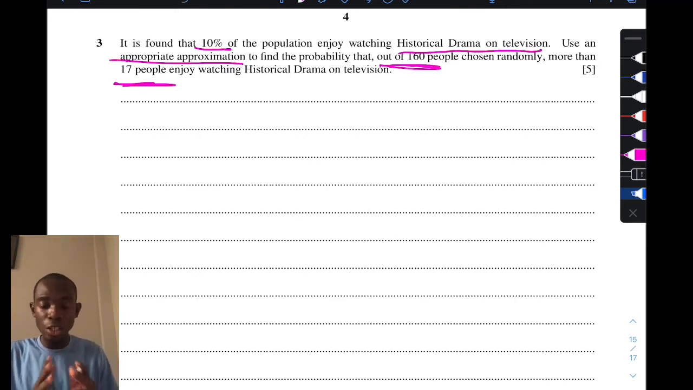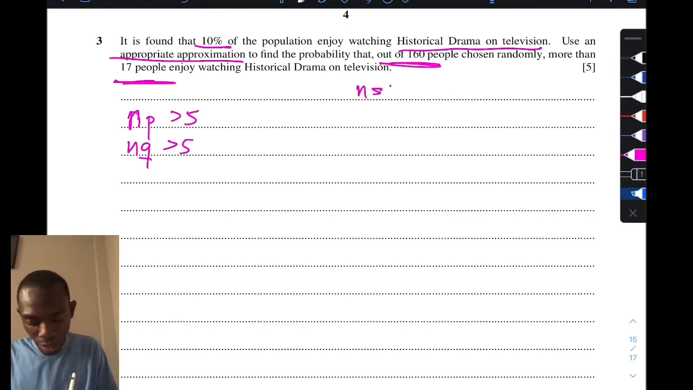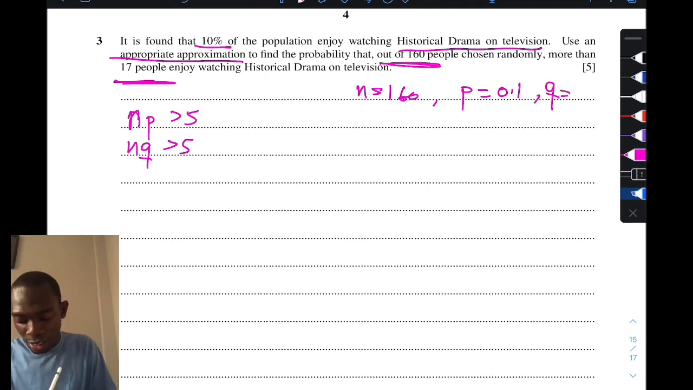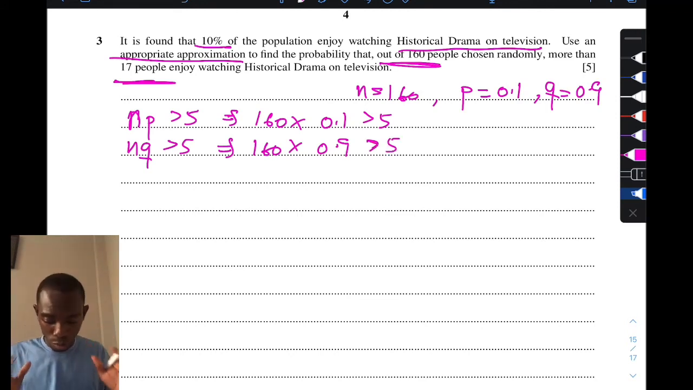So we must satisfy the condition for normal. N times P should be greater than 5, and then N times Q should be greater than 5. If this is true, then we can use the normal distribution to approximate, okay? Now, N is 160, and the probability of success is the one given in the question, and that is 0.1, that's 10%. That means that Q is 0.9. Okay, so let's check these out. 160 times 0.1 is definitely greater than 5, and then 160 times 0.9 is also definitely greater than 5. Therefore, we can use the normal distribution to do this.